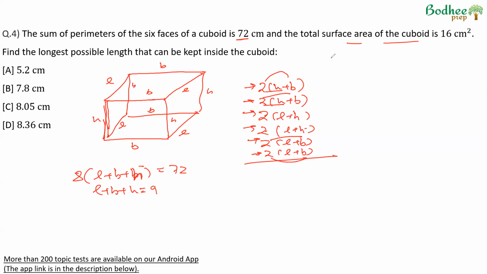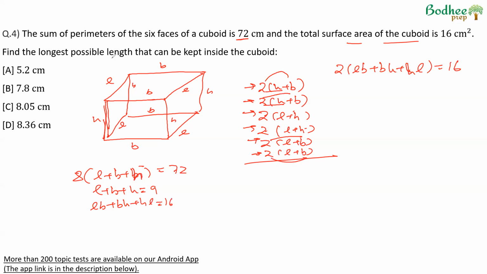Second is total surface area. Total surface area is 2 times LB plus BH plus HL. This is the formula that we directly have. This is given as 16. Therefore, LB plus BH plus HL is 8. These are the two equations that we get.